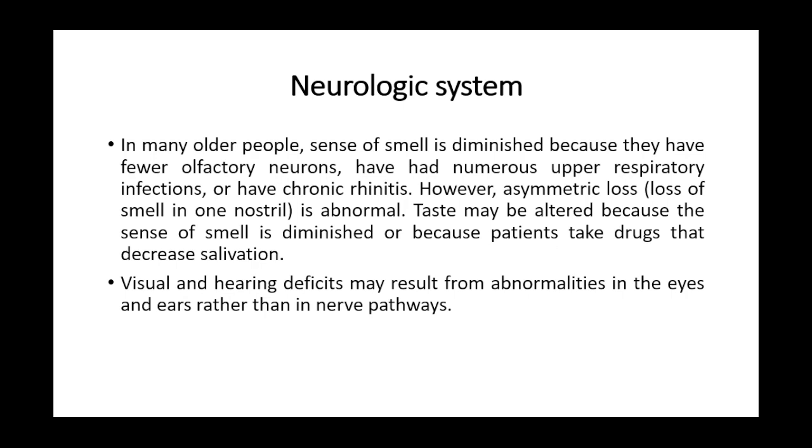In many older people, sense of smell is diminished because they have fewer olfactory nerves, have had numerous upper respiratory infections, or have chronic rhinitis. However, asymmetric loss of smell in one nostril is abnormal. Taste may be altered because the sense of smell is diminished or because patients take drugs that decrease salivation. Visual and hearing deficits may result from abnormalities in the eyes and ears rather than in nerve pathways.